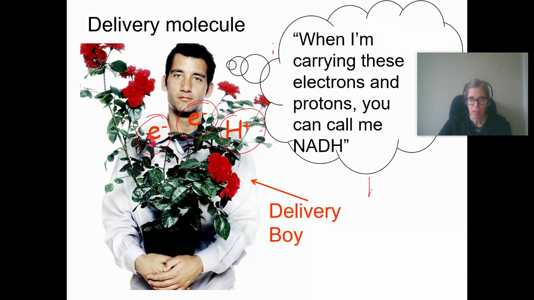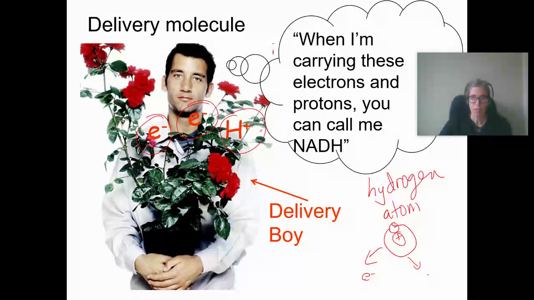So remember, a hydrogen atom is made out of a proton and an electron. So if you break those apart, you have an electron and a proton, right? And so this proton is really just a hydrogen ion, and then you have an electron. So we've got that, and then plus an extra electron. When this molecule has the extra electrons and the hydrogen, you call it NADH. So when I'm carrying these electrons and one proton, you can call me NADH.